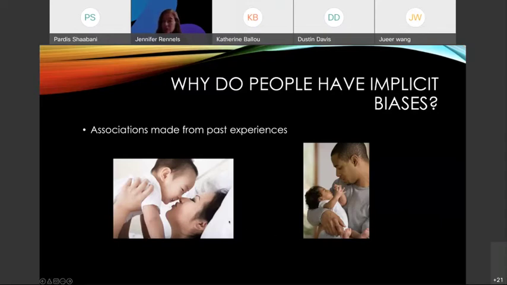And at least in the United States, and I will say in many other countries in the world, women tend to be the primary caregiver. And so that would be one way that warmth and nurturing tends to become associated with female faces relative to male faces, where male caregivers are less common.